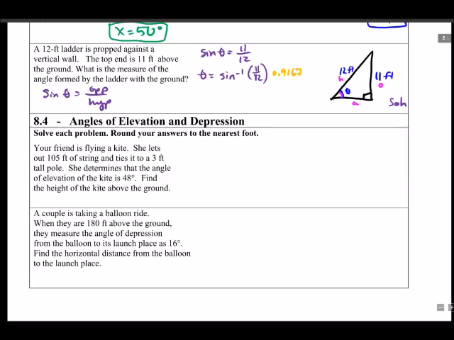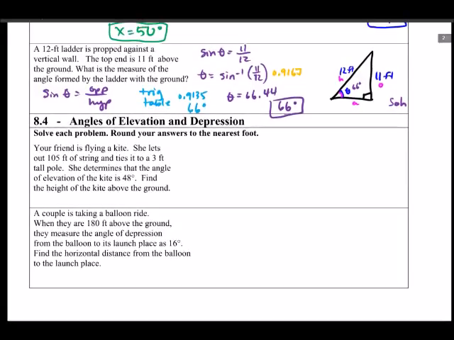On our trig table, we find 0.9135 is our closest, and that gives us 66 degrees. And if we put it into our calculator, theta equals 66.44. So theta is 66 degrees. It has a 66-degree angle with the ground.